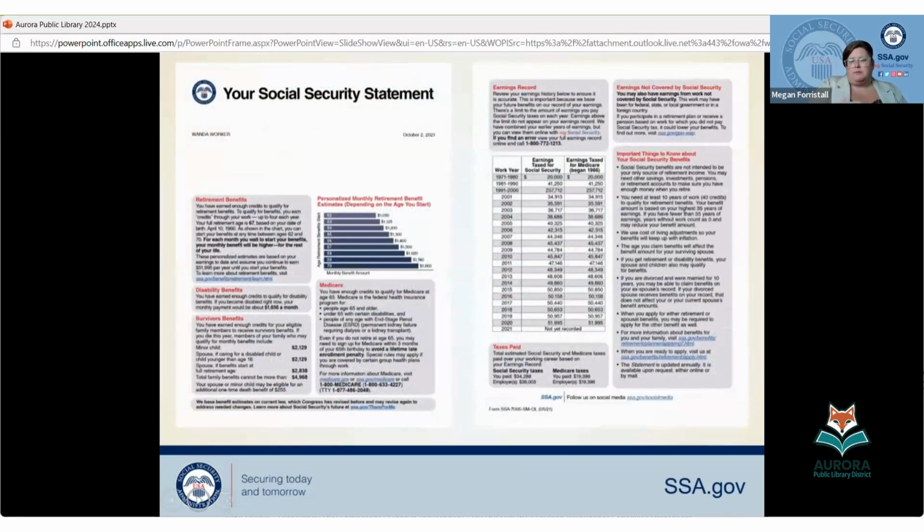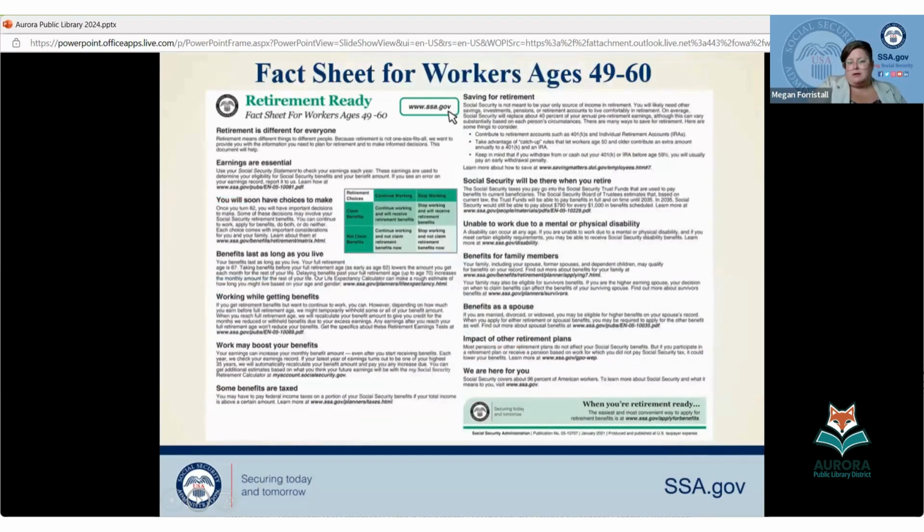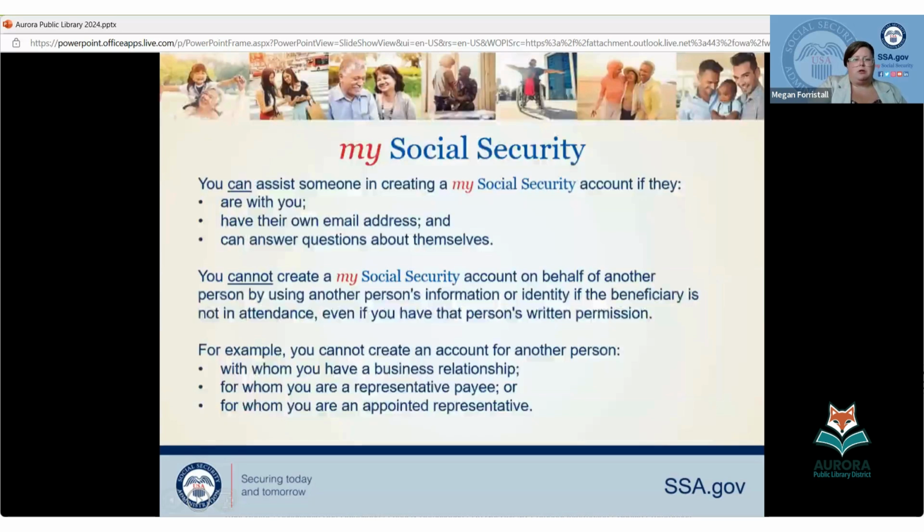And if you like those statements, you can still see those within your online account. A lot of times financial planners ask for them. You can print it right up and take it to your appointment with them, or you can save it onto your desktop on a personal computer. We also include fact sheets to help you get ready for retirement, depending on your age range or situation.